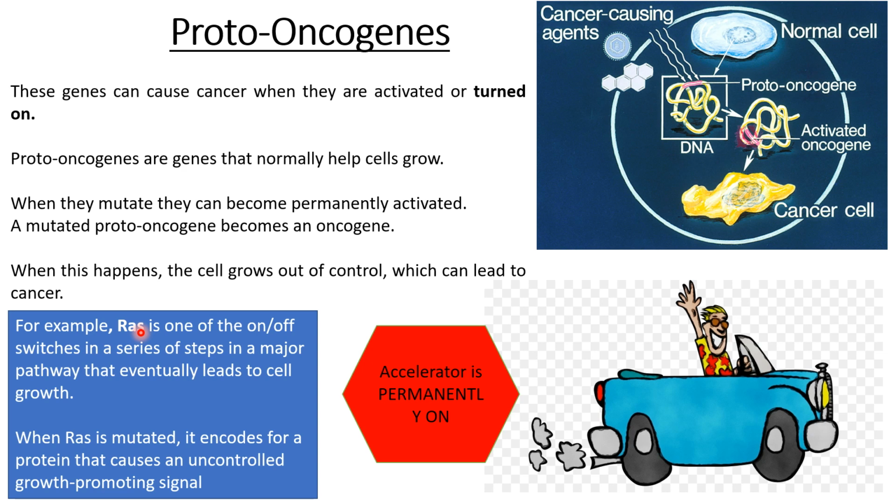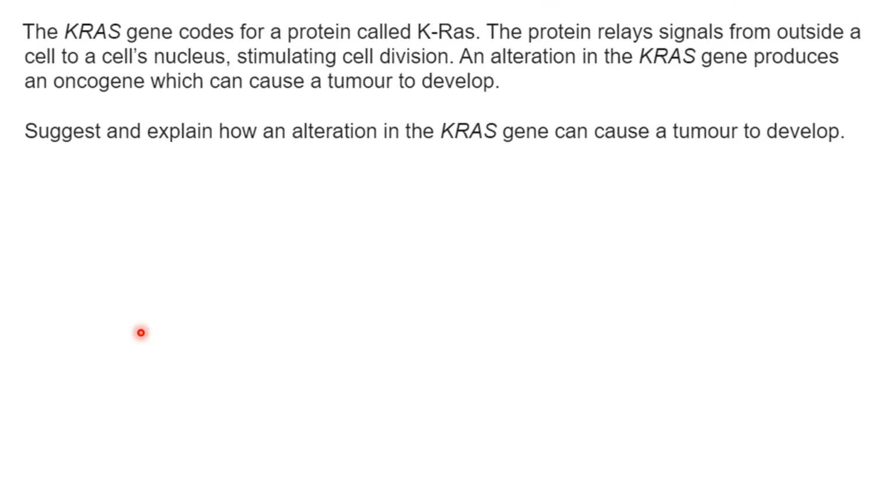Let's do a quick exam question. Have a read and pause the video and see if you can answer this question. So the KRAS gene codes for a protein called KRAS. This protein relays signals from outside a cell to the nucleus, stimulating cell division. Alteration of the KRAS gene produces an oncogene, which can cause a tumor to develop. Suggest and explain how alteration of the KRAS gene can cause a tumor to develop.